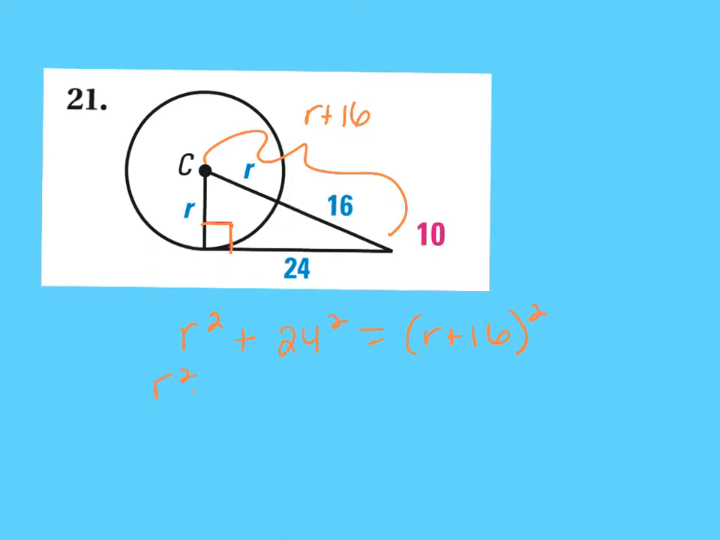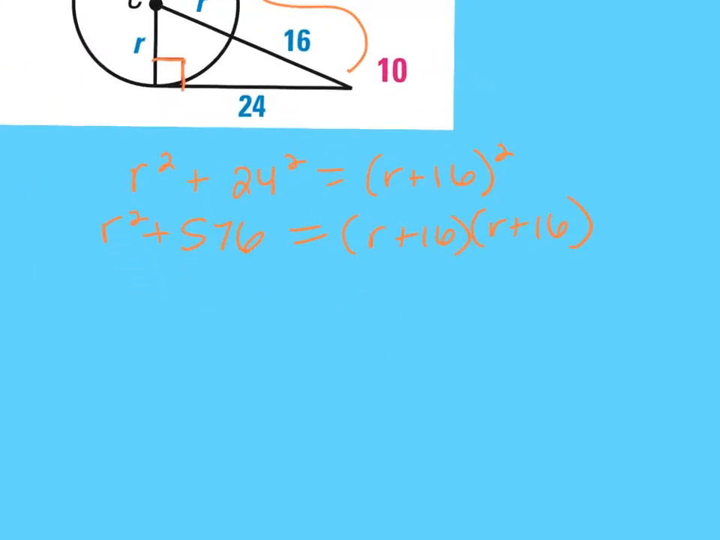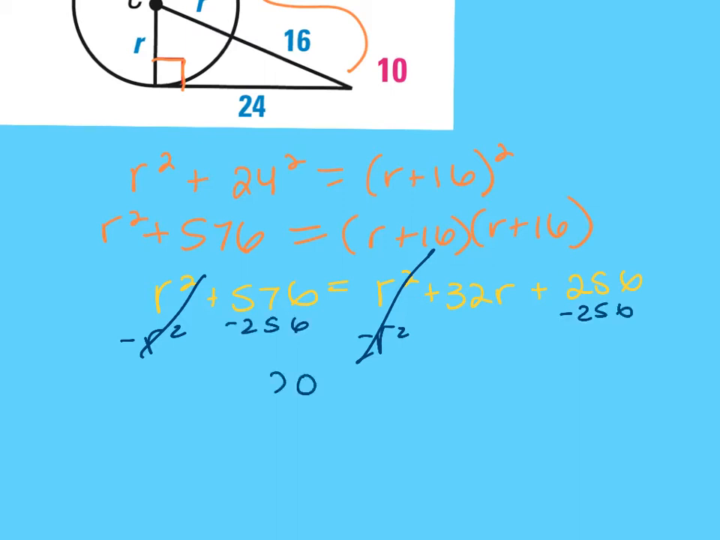So then I get r squared plus, we just did this one, right? 576, thank you. Equals r plus 16 times r plus 16, which is r squared plus 32r plus 256. And then the r squareds are going to cancel. Subtract 256. Equals 32r, and then divide by 32.